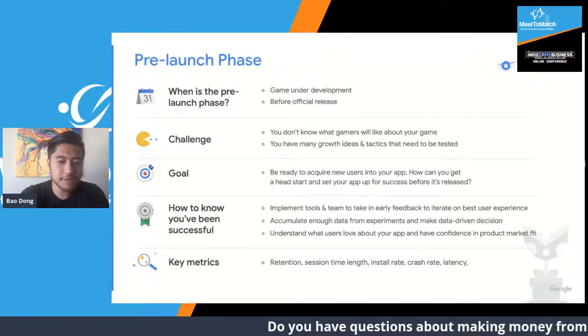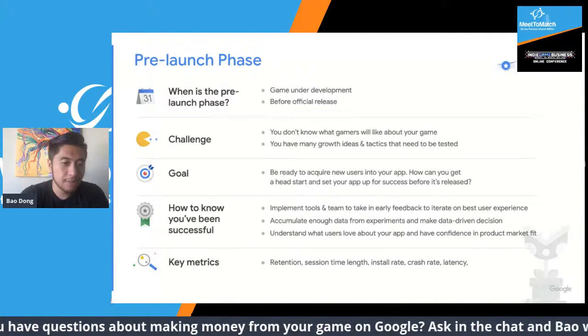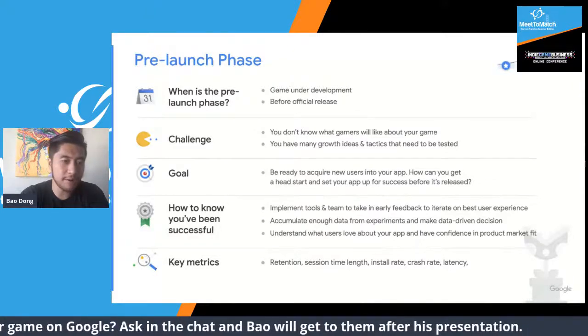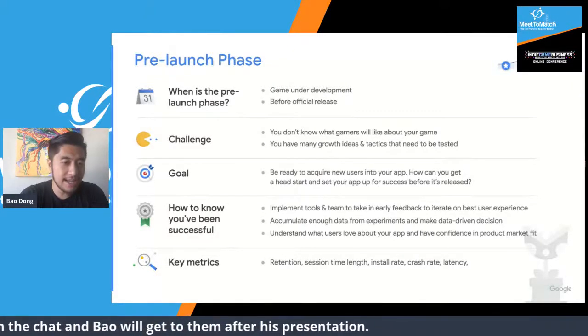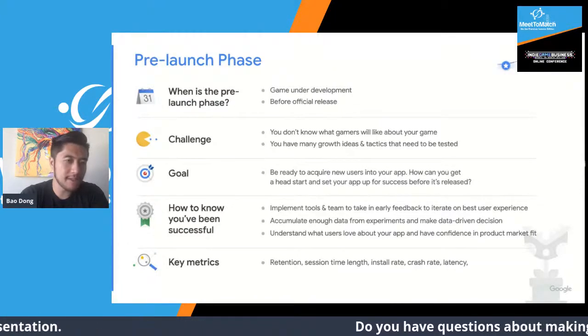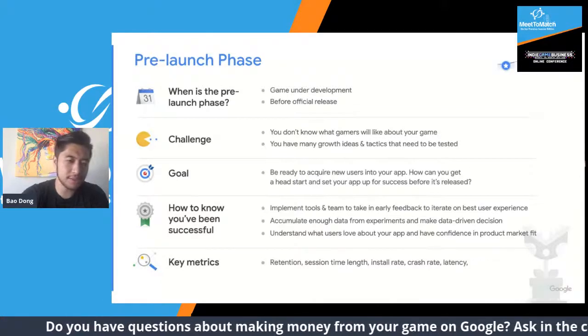So you know that you're successful when you've been able to implement the right things to track this feedback, when you're able to get enough data to make informed decisions about how you want your game to be at launch. And then lastly, if you really understand what is really great about your game during this time frame and you know how to double down on that, then that will really set you up for success during launch.